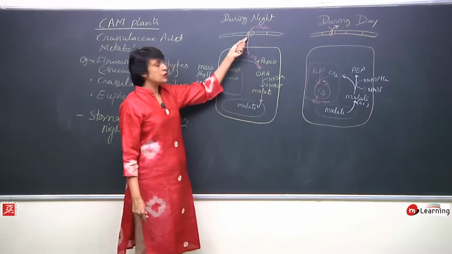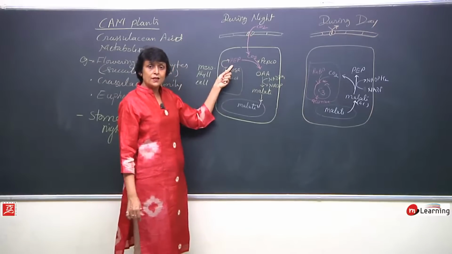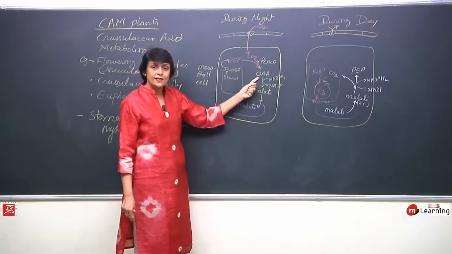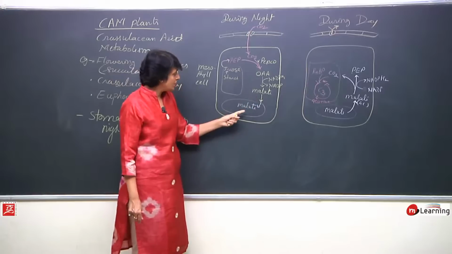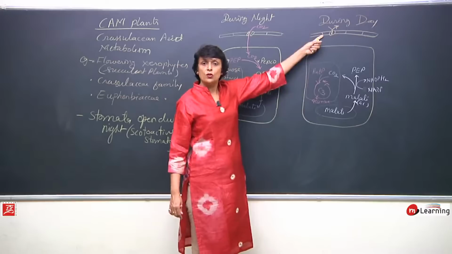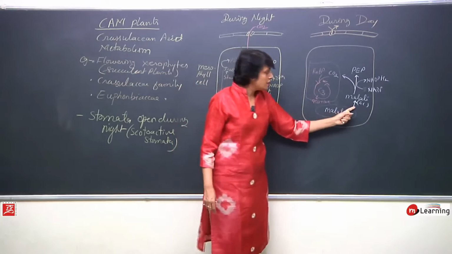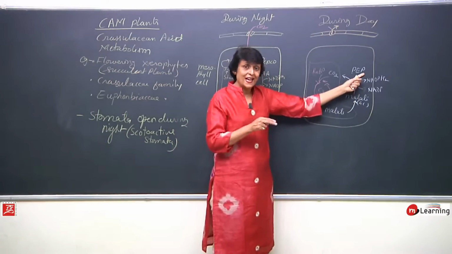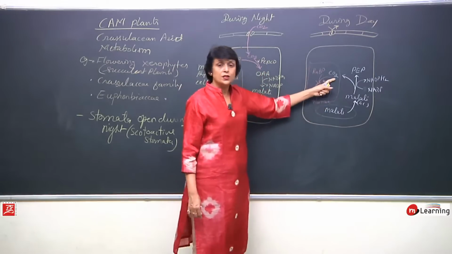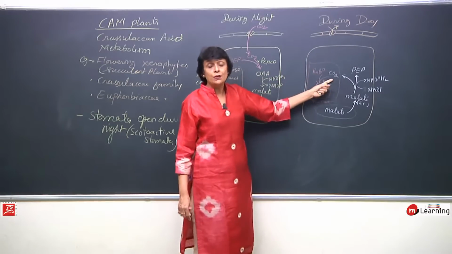What happened during night? Because the stomata were open, carbon dioxide was taken in, accepted by a 3 carbon compound called phosphoenol pyruvate, which changes into a C4 compound, oxaloacetate, converted into malate by reduction, malate stored all night. During day, stomata are closed, no gaseous exchange, neither oxygen nor carbon dioxide. Malate dissociates into one 3-carbon compound and 1 carbon is released in the form of carbon dioxide.